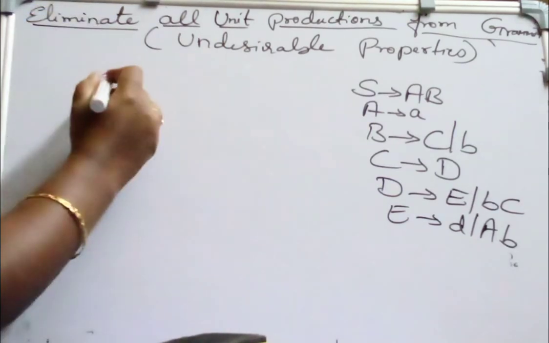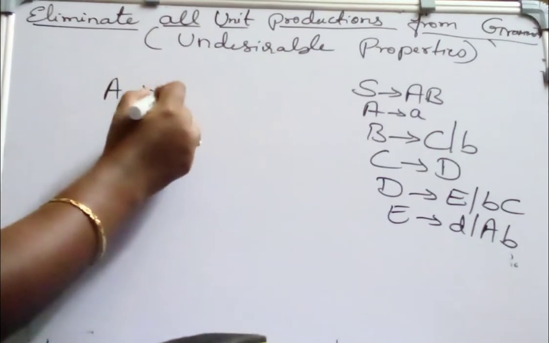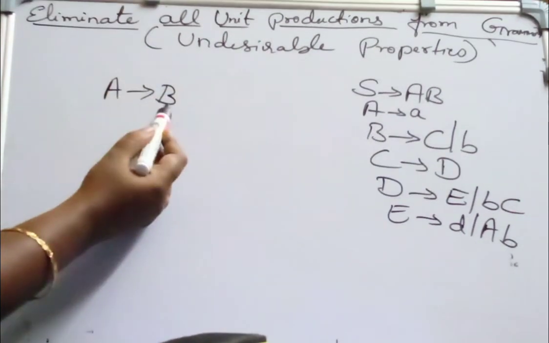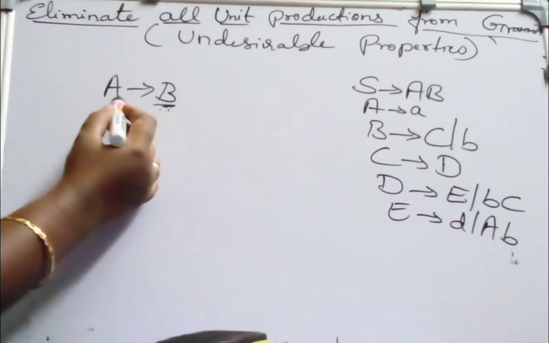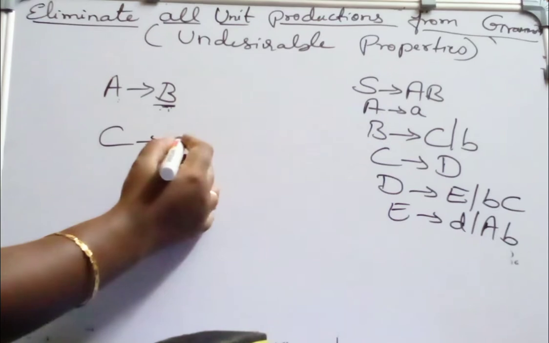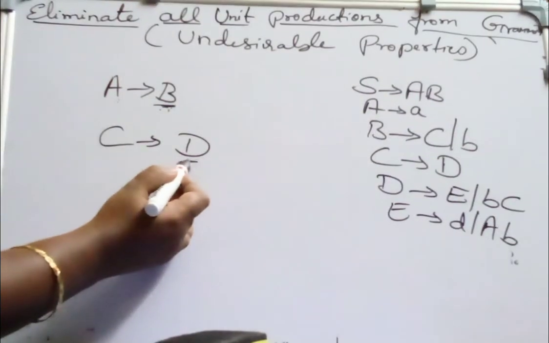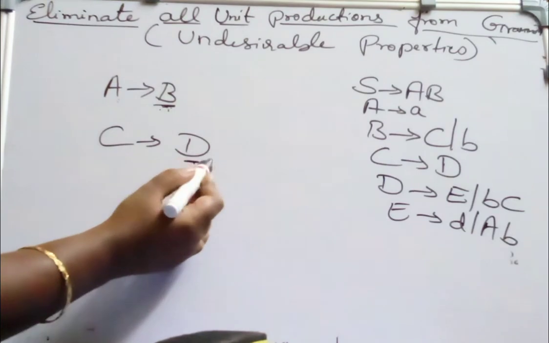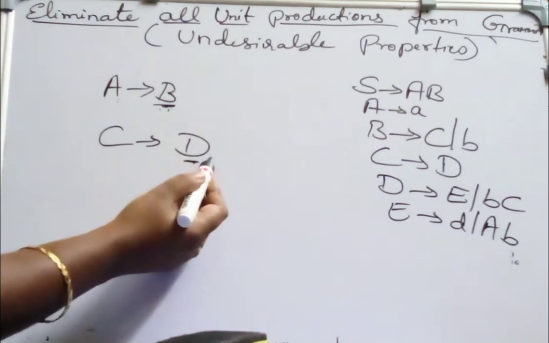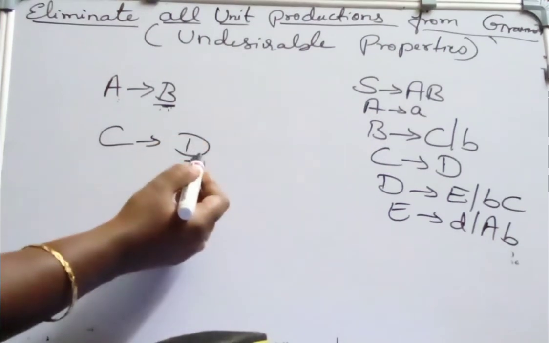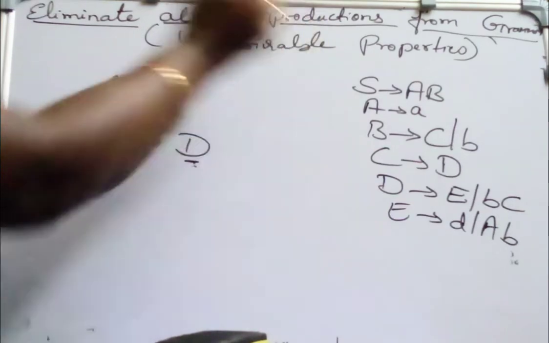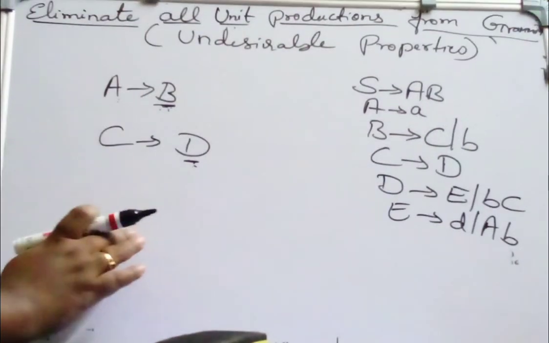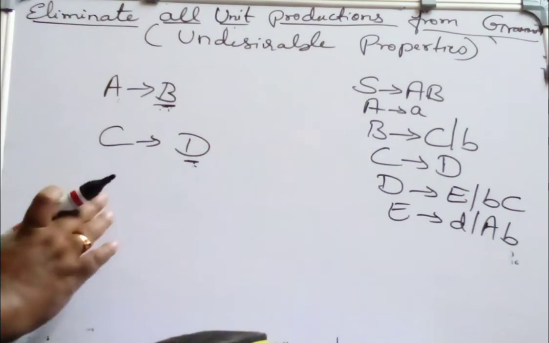If any production is of the form A derives B, it means that in the grammar, at the right hand side, if you have a single non-terminal, then such productions are called unit productions. So A derives B, or suppose you have a production C derives D, it means at the right hand side you have a single non-terminal without any terminal symbols or any other non-terminals. Such productions are called unit productions. It is an undesirable property of CFG, so we should remove these unit productions.